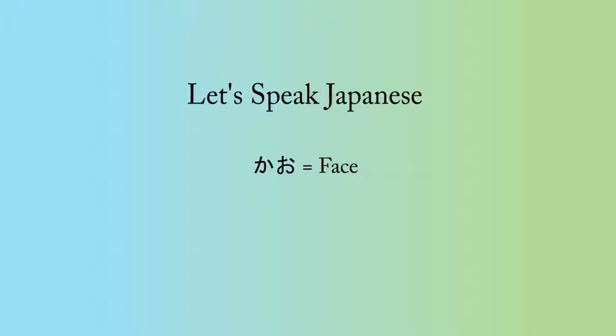So one last example is the word kao, which uses the letters ka and o and means face. So a quick example phrase of that would be 美しい顔, which means a beautiful face. So once again, 美しい顔, or a beautiful face. So once again, kao.